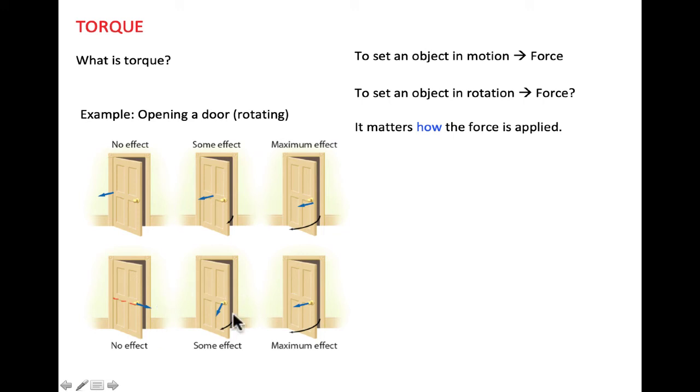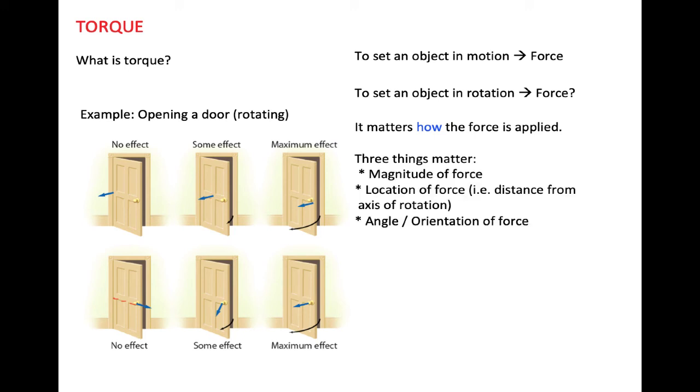In this example, we again apply force, but not perpendicular to the door, at an angle. Still, we would be able to produce some rotation in the door, but it won't be as great as when we apply force perpendicular to the door. The conclusion of this discussion is that it matters how the force is applied and there are different factors which are involved. Three factors that affect the rotation of the door are: how big is the magnitude of the force? Where are you applying the force? That is the distance from the axis of rotation, and how is the force oriented?